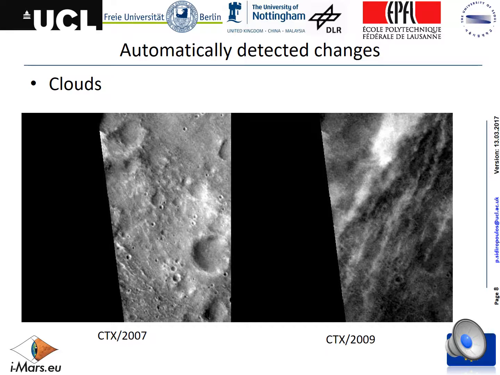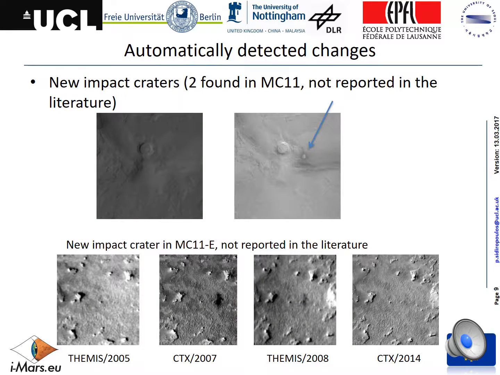Apart from dust devils, we have also detected clouds, and one of the most interesting things that we have achieved is to detect new impact craters. In the top row you can see 2 images, the before and the after image. The left panel is the before and the right one is the after, and you can see that we have detected a new crater. But this crater was already reported in the literature. In the bottom row, however, we have detected an impact crater that is new. It's not reported in the literature.